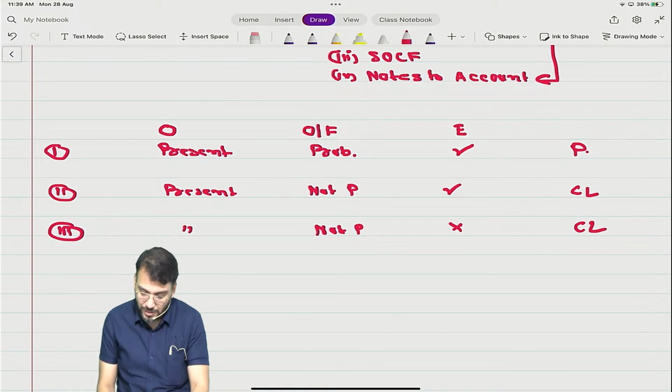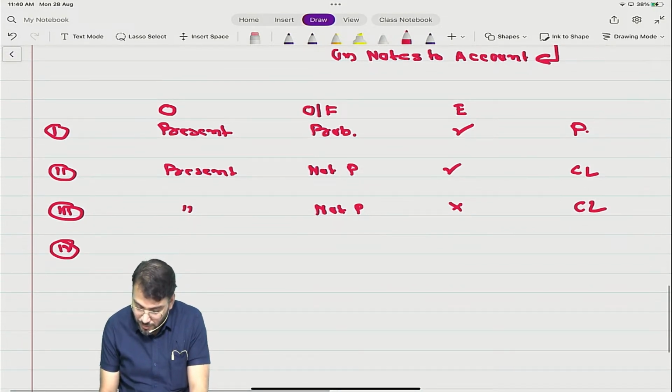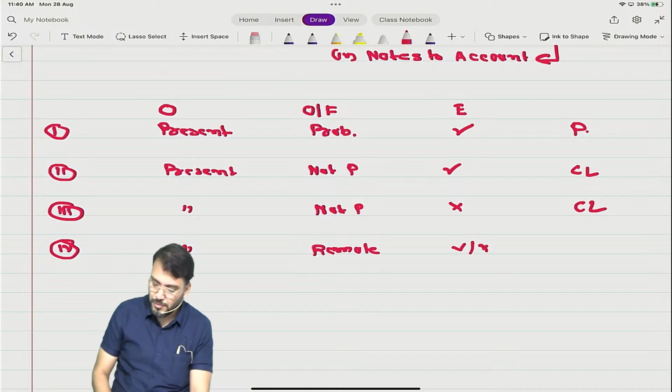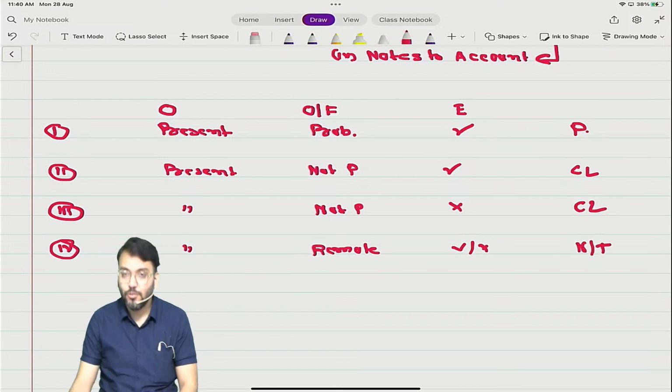Okay? Now, third case, fourth case. Present, remote, and this one can be any of these. Tell me. Excellent, excellent, excellent. No treatment.